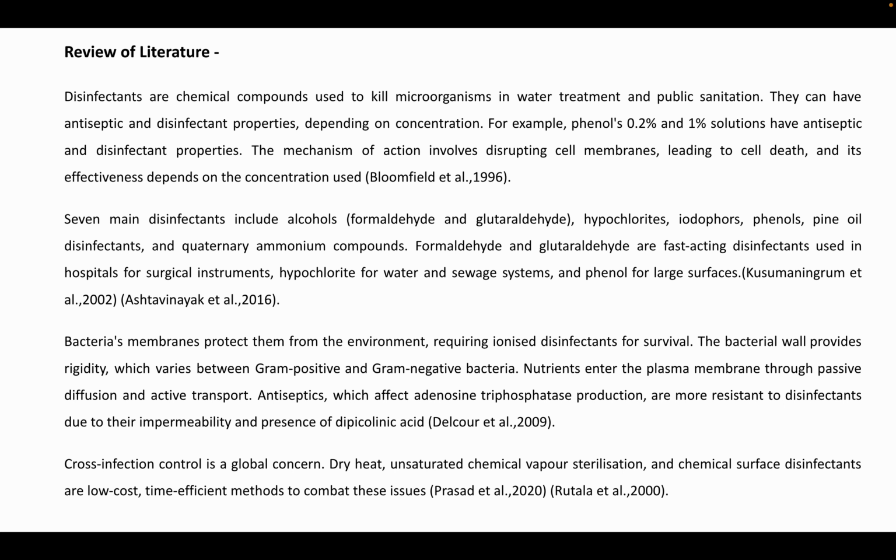Cross infection, as I have already discussed, is one of the global concerns, and it causes a lot of death. Hospital induced infections kill more people than any other disease causes, because it is a hidden infection, and most of the people are not even aware of this kind of infections. Whenever they go to hospitals to get treated for any other disease, they catch these infections, which cause a lot of problems and are one of the major killers. Dry heat, unsaturated chemical vapor sterilization, and chemical surface disinfectants are low cost, time efficient methods to combat these issues.